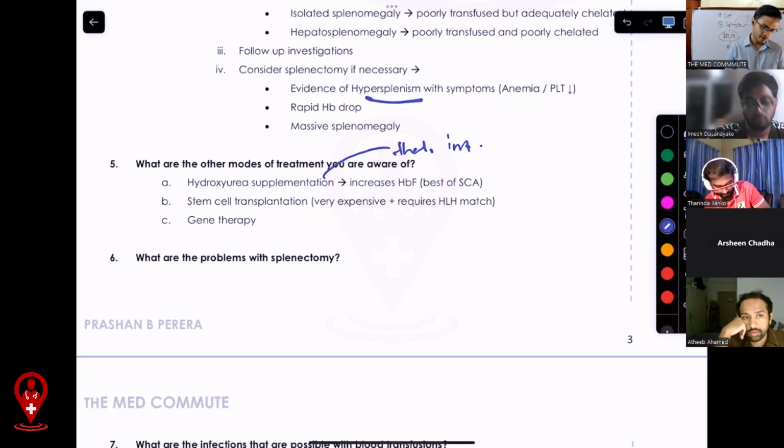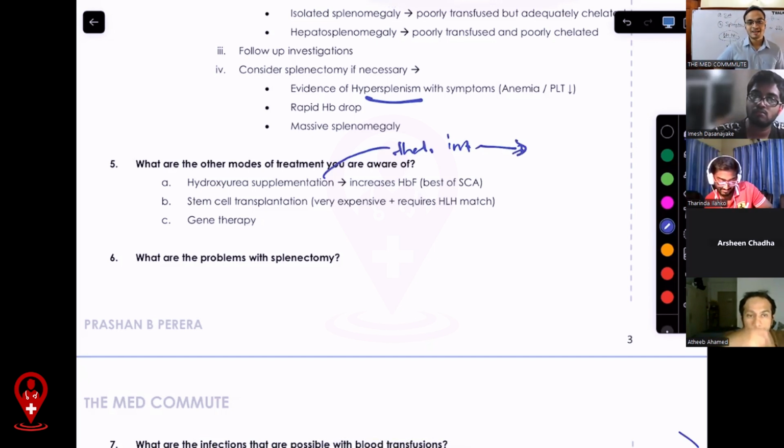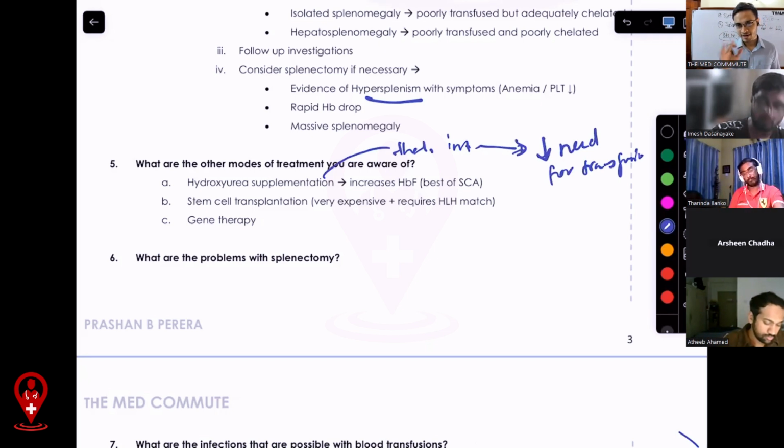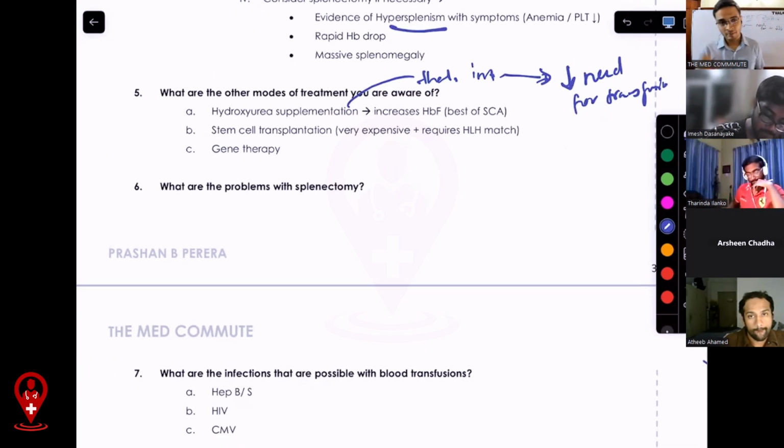If anyone's interested after the class, just drop me a message. The mechanisms are a little bit complex, and I can share some research articles as well. But what they have found out is it can reduce the need for transfusion in thalassemia intermedia. Thalassemia intermedia is what type of transfusion dependency? Come on. Non-transfusion dependent. Excellent.